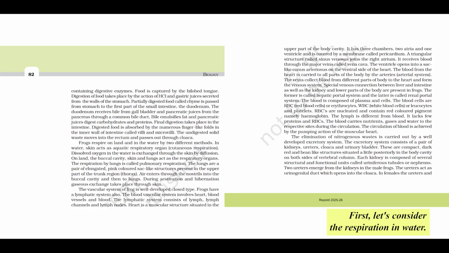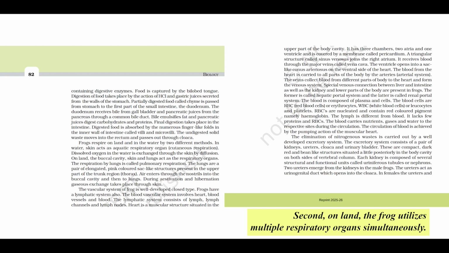First, let's consider the respiration in water. When submerged, the frog's skin acts as its primary aquatic respiratory organ. This process is known as cutaneous respiration. The frog's skin, as we discussed, is thin, moist, and richly supplied with blood vessels. Dissolved oxygen from the water simply diffuses directly through their permeable skin into their underlying capillaries. And concurrently, carbon dioxide diffuses out from the blood into the water. It's a very direct and remarkably efficient gas exchange mechanism when they are underwater, especially when inactive.